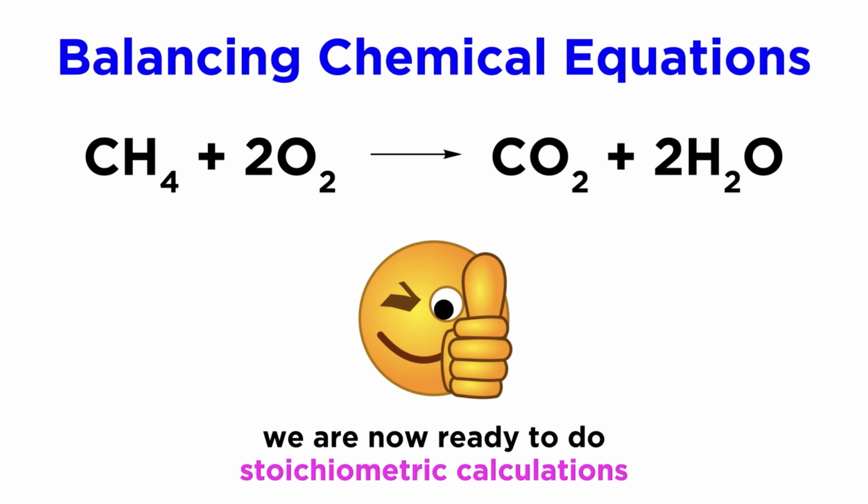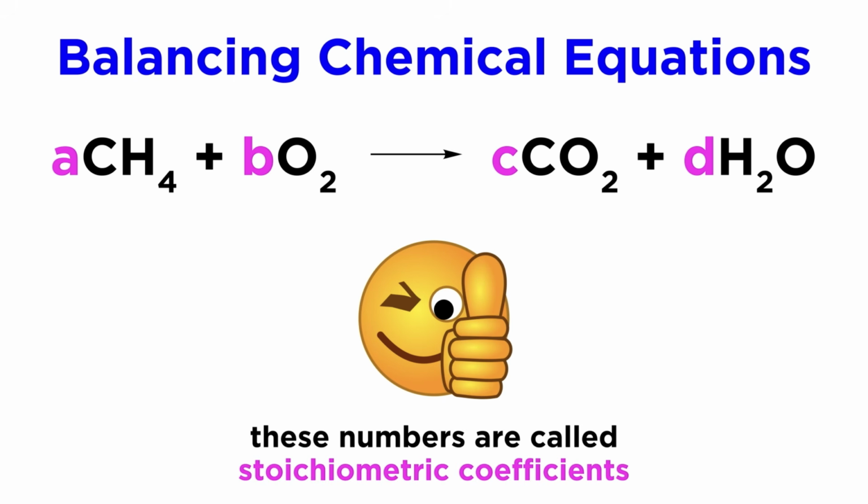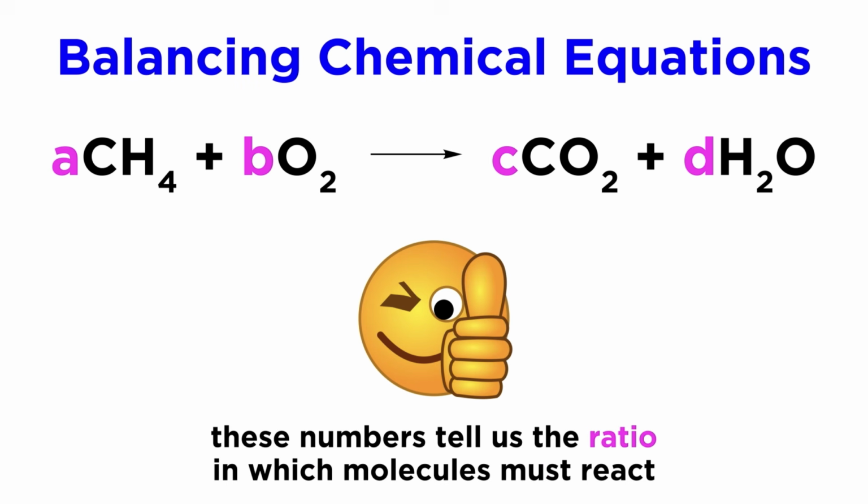Calculations involving stoichiometry have to do with the quantitative relationship between the different components involved in a chemical reaction. That's why the coefficients in a balanced chemical equation are called stoichiometric coefficients. They tell us the ratio in which molecules must react to make chemistry happen.